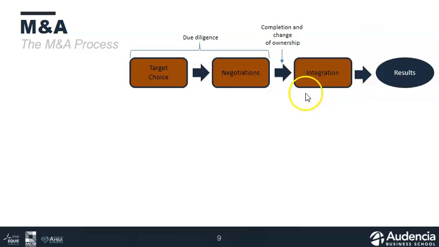And what's very interesting is that it's this integration stage that typically is where things go wrong, because we probably didn't identify potential reasons for post-merger integration failure, like, for example, organizational culture. So let's take a look at this M&A process a little bit more in detail.